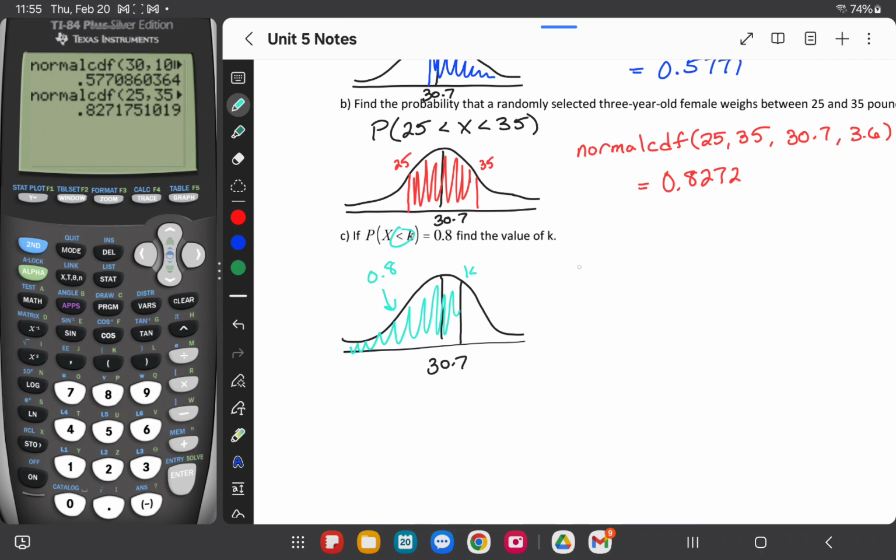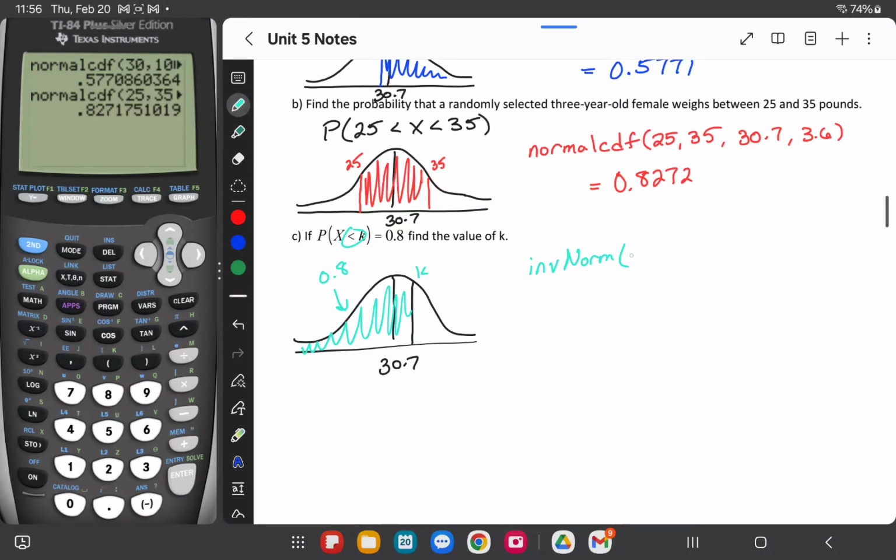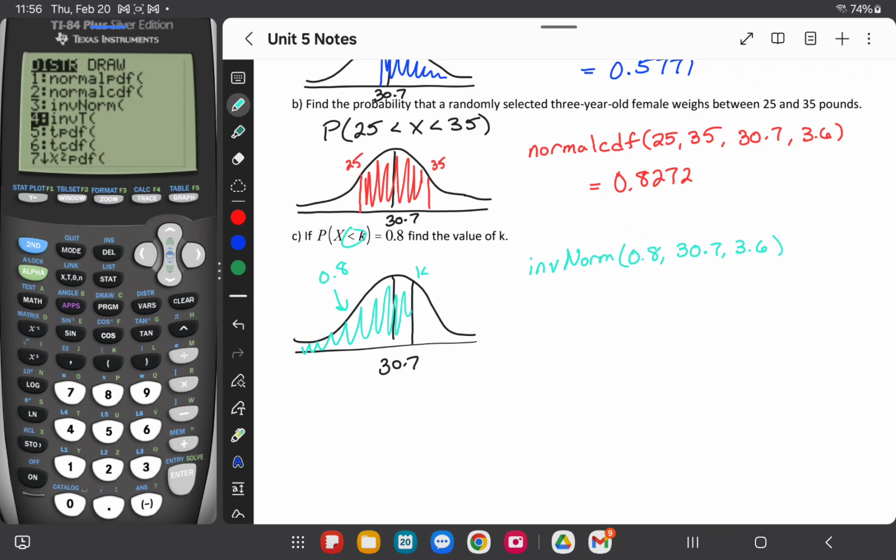This is where we're going to have to switch from using normal CDF to the inverse norm function of our calculator. Now, inverse norm is set up specifically for areas to the left, so we should be able to just use 0.8 without having to subtract it from 1. And then we'll go ahead and use our mean and standard deviation once again. So 30.7 and 3.6. So we'll go into our distribution menu of our calculator. We'll go ahead and choose inverse norm this time, area being 0.8, and then we'll go ahead and update the mean and standard deviation to our specific values.